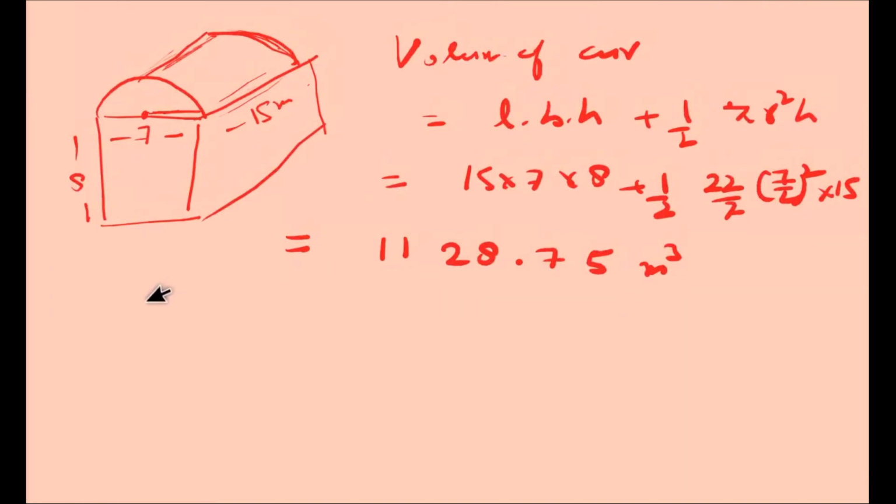Now total space occupied by the machinery is 300 meter cube. In the shade there will be machinery, here is a machinery, and this machinery occupies 300 meter cube. So what is the left volume? That is 1128 minus the volume of this machinery.